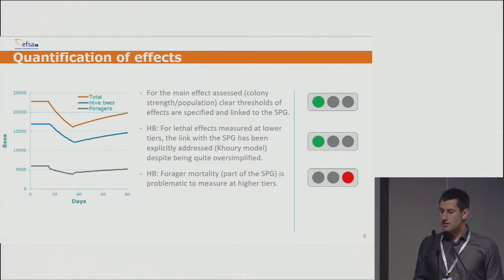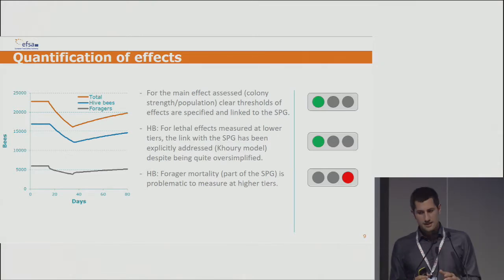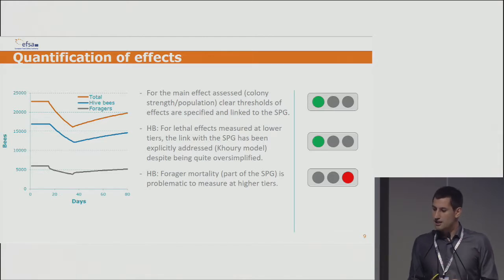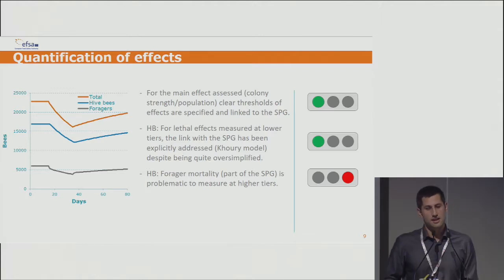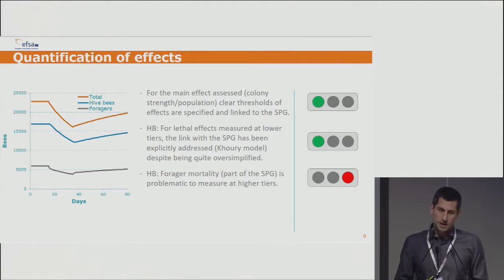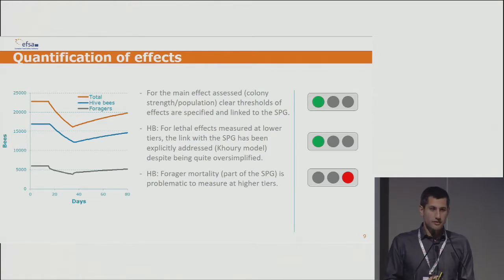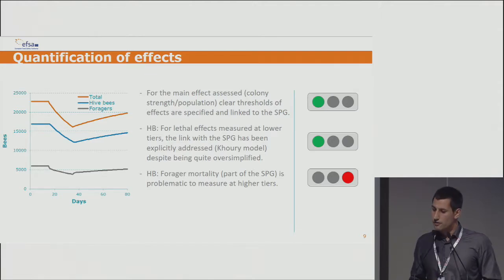Now, for the quantification of the effect, we have to split the discussion a little bit. For the main effects assessed, which are probably colony strength and population abundance, there are three thresholds of effects which are also specified and directly linked to the specific protection goal. So that is, of course, very good.